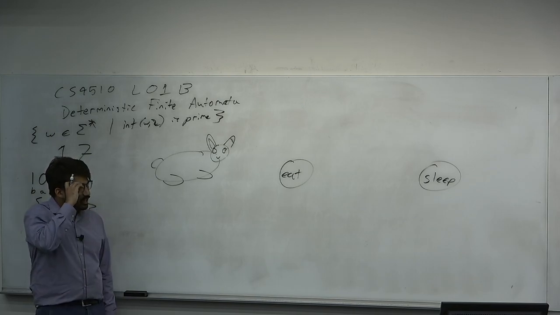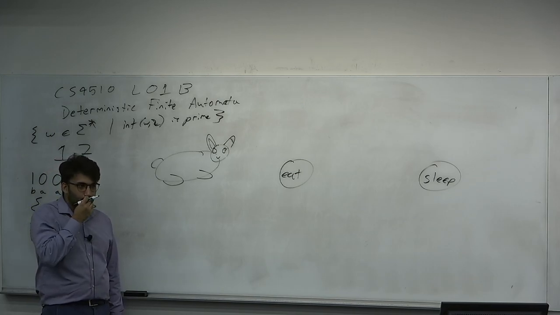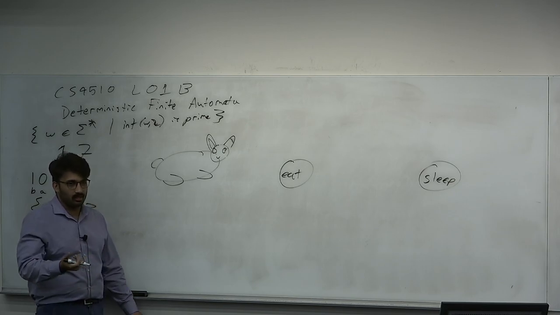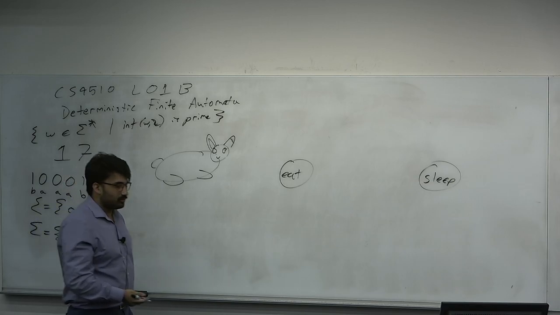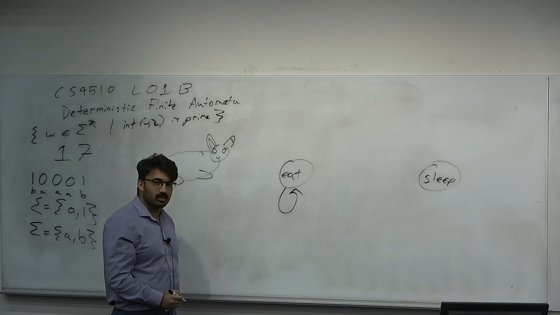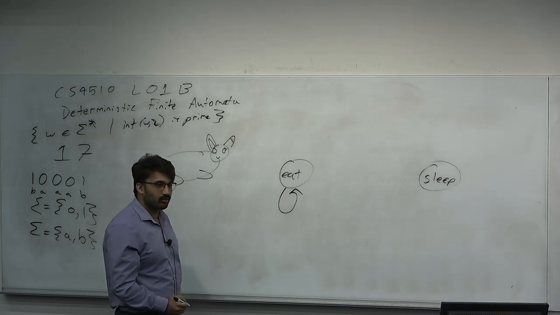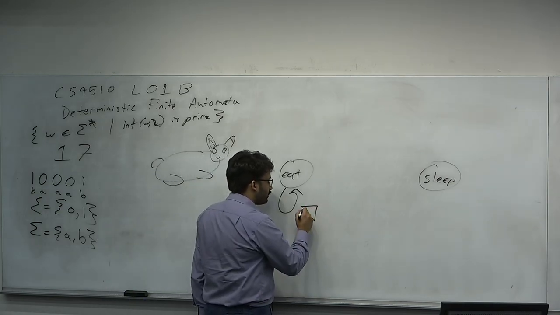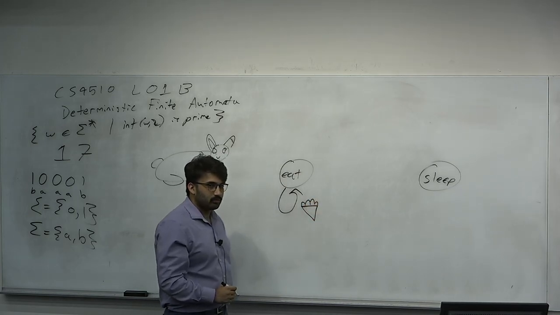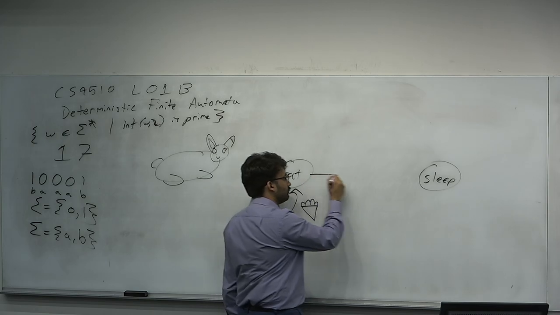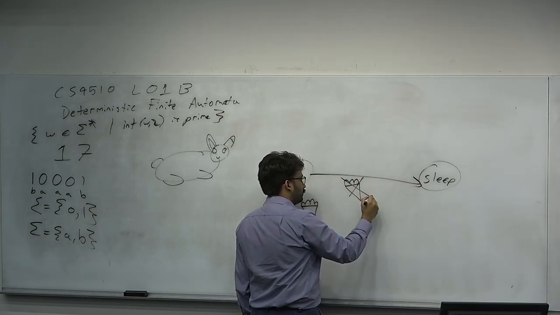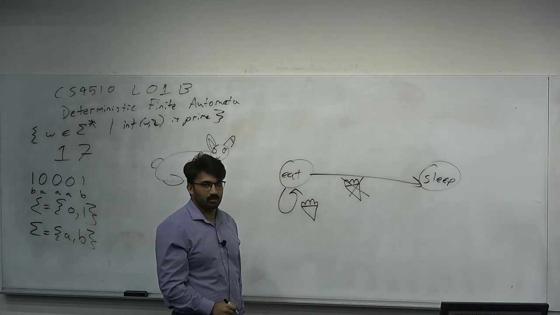If you're in the state of eating, and you see food, do you swap states, or would you think that it would stay eating? It would continue to eat. So we may write that as an arrow like this, and the arrow represents moving from one state to another. So if it sees food, it's going to continue in the state. Now what happens if there's no food? It's going to fall asleep. There's no food, it finished the food, it's going to fall asleep.